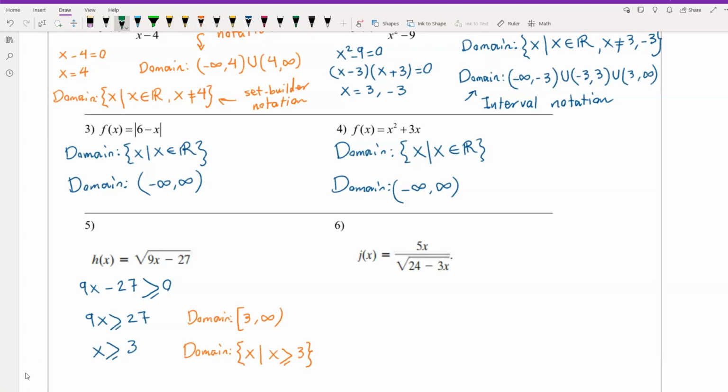Number 6, our function is equal to 5x divided by square root of 24 minus 3x. Here again we have square root, but this one is in denominator. And denominator we cannot have equal to 0. So 24 minus 3x greater than 0. Solving for x.